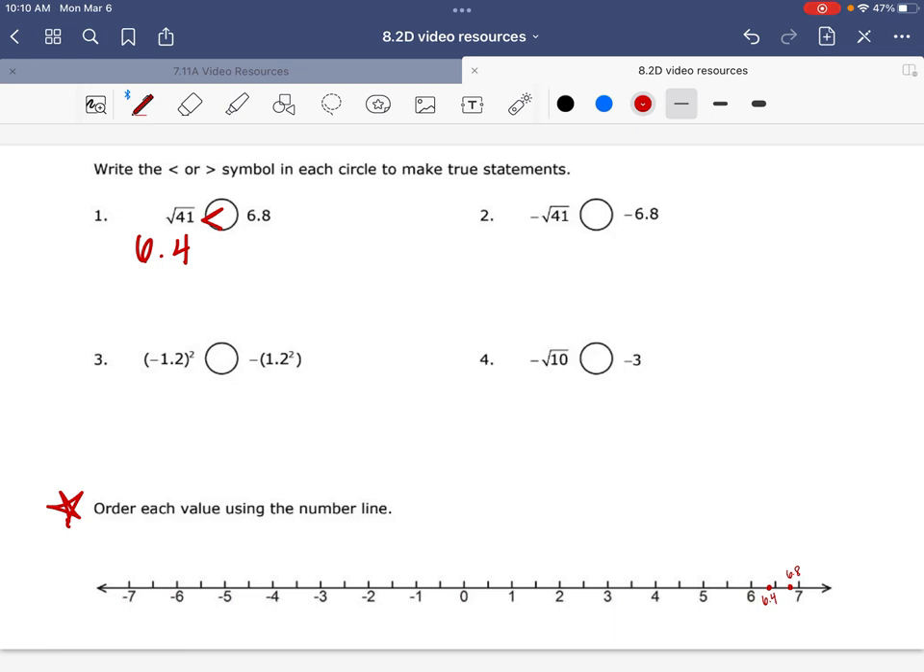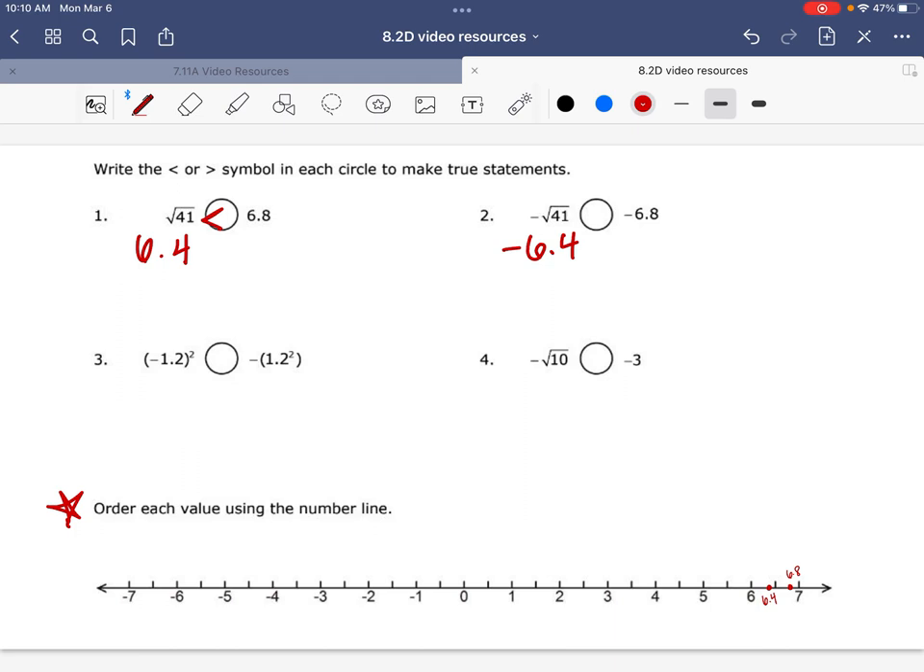And now we look at number 2. So now we're comparing negative square root of 41, or the opposite of the square root of 41, to negative 6.8. So I already know that the square root of 41 is 6.4. So the opposite of that would be negative 6.4. So we want to compare negative 6.4 to negative 6.8. And I know we really want to say that negative 6.8 is greater because we think of comparisons in terms of the positive numbers we've worked with most of our mathematical career.